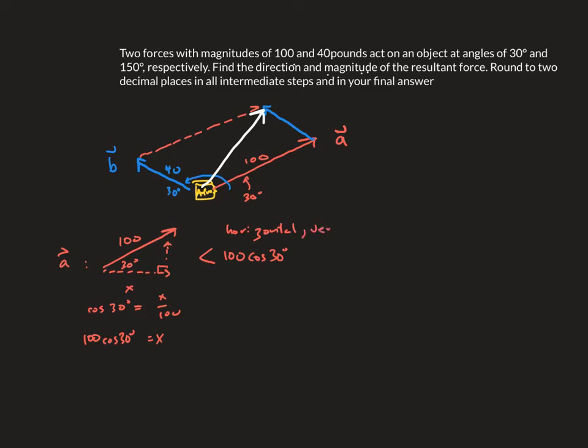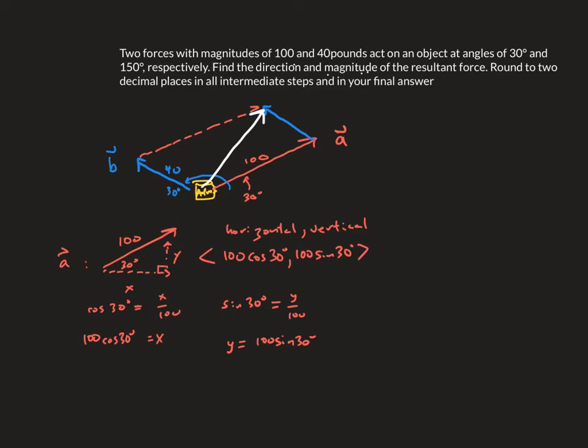And then my vertical component, well, my vertical component would be the opposite side there. So what trig function uses the angle, 30 degrees, the opposite side, and the hypotenuse? Of course, that's sine. So by the same logic here, I've got that the sine of 30 degrees is equal to y over 100, or that y is equal to 100 times the sine of 30 degrees. And that would be the vertical component for vector A, 100 times the sine of 30. Okay, so I'll use my calculator here in a sec to simplify those two.